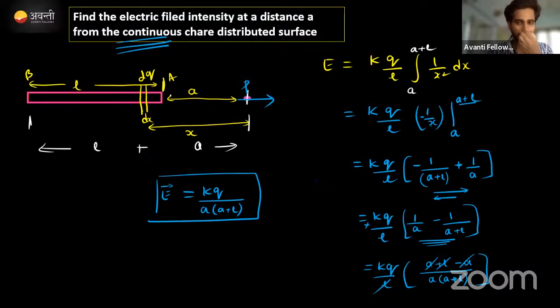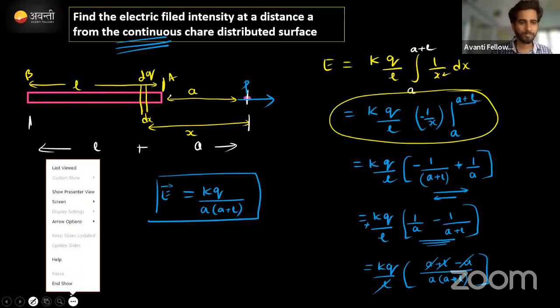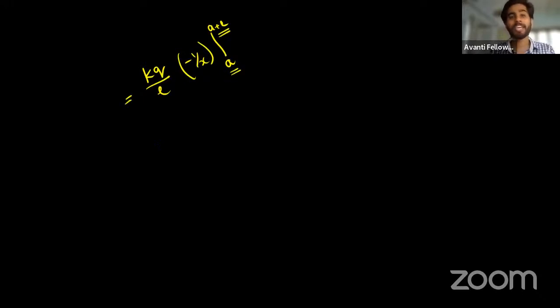Explain the step of applying limit. Okay, definitely I will. This step, I will explain this one in a new page. Look. What did we get? KQ by L minus 1 by X after integration. Limit will be A to A plus L. Correct? We will call this one an upper limit. This is called the lower limit. Applying upper limit and lower limit, when we apply, we need to replace the function. Replace the limits in the function. First we'll apply the upper limit. After that we're going to subtract and apply the lower limit. That's it.